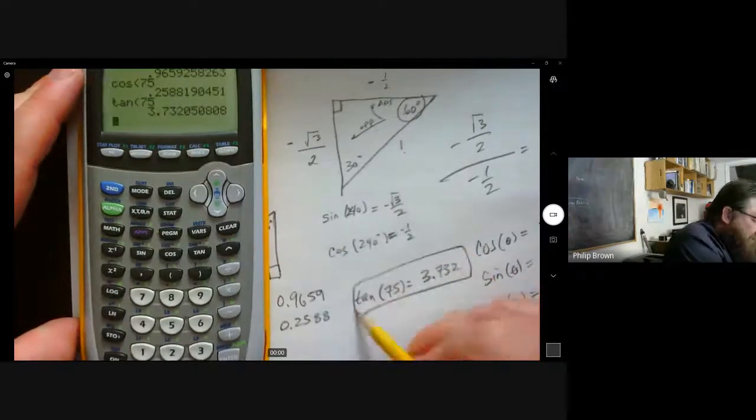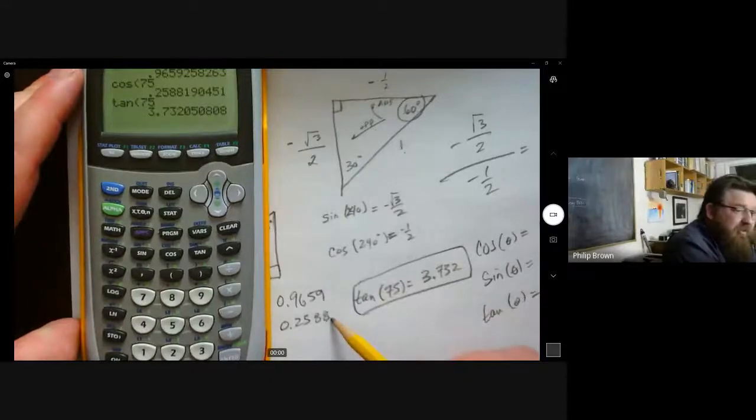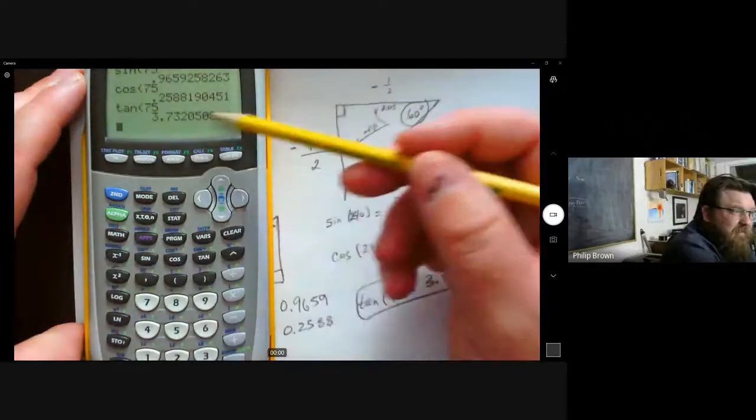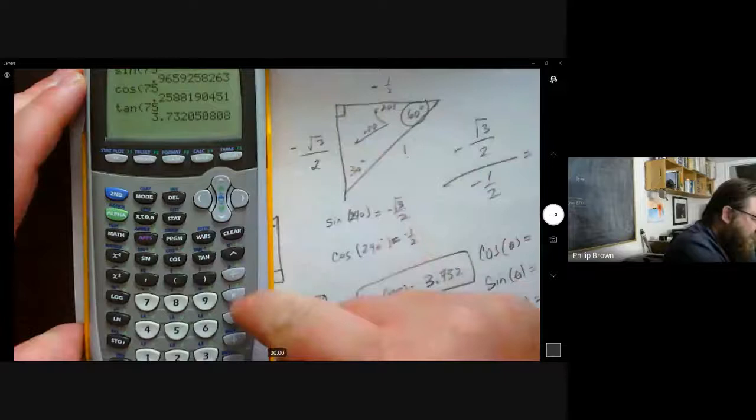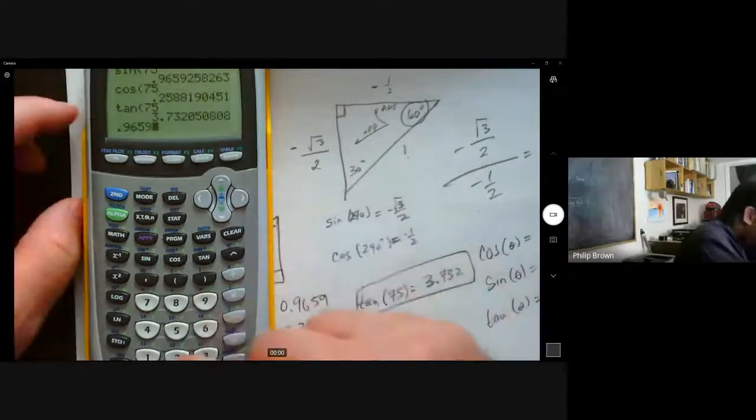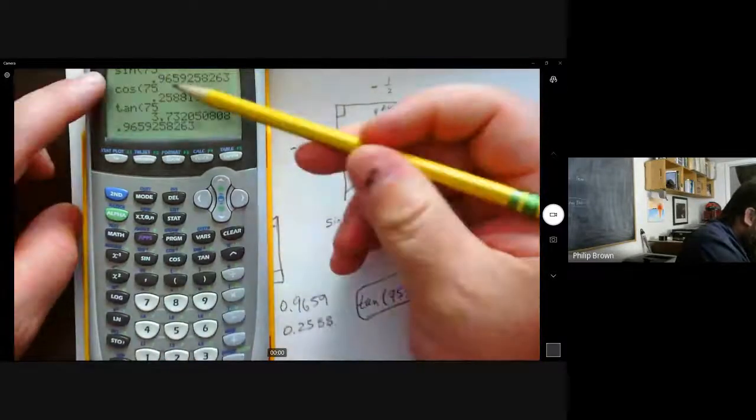Okay. I'm going to divide this number by that number. Ready? Now this is rounded and this is rounded, so it's not going to be the same to the correct decimal. It's not going to be exactly the same decimals, but actually I could do it right here. I'm going to type in the whole thing. Ready? 0.9659258263. That's cosine.